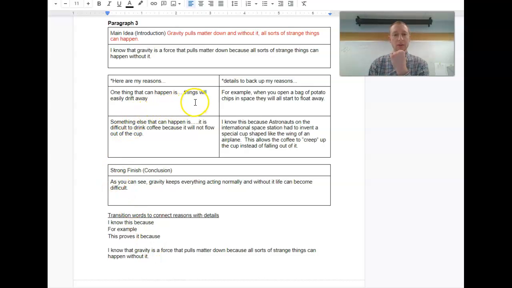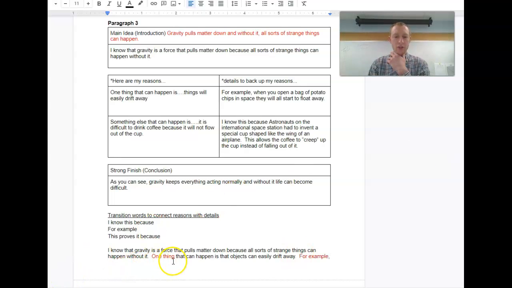Let's see, one thing that can happen is things will easily drift away. So I'm just going to write that. One thing that can happen is that, I don't like the word things, is that objects can easily drift away. Now we need a transition word for this. So I already have it here, right? For example. And anytime I have a transition word, I need a comma. It's that space. For example, and here's my example.